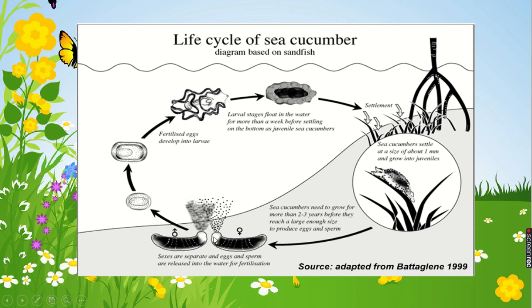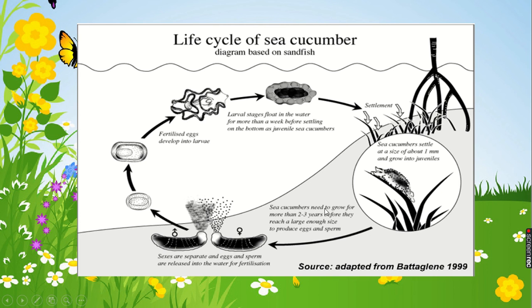So those sea cucumbers, there's a male and female cucumbers. They have different sexes, and they will separate. And then they will release egg and sperm. And when these two combine together, it will create a fertilized egg, which will turn into a larva again.